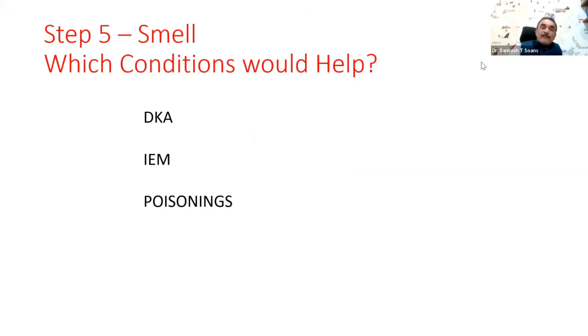Then coming to step 5, the smell. What conditions would help? For example, you have DKA, diabetic ketoacidosis. What smell do you get? You get an acetone smell. There are multiple conditions, what are called inborn errors of metabolism. You have different types of smell, like a sweaty odor.